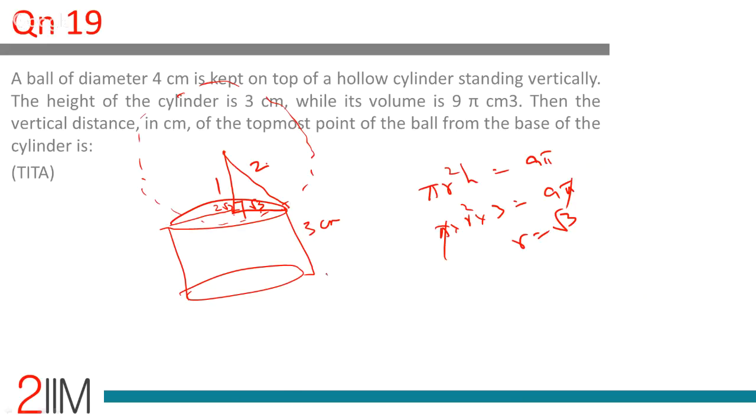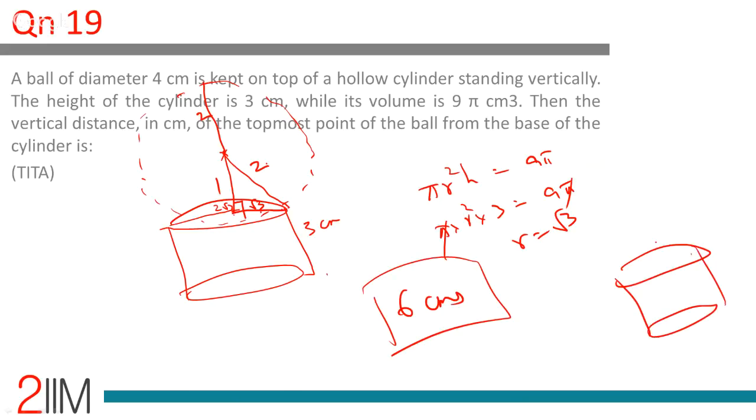The height of the cylinder is 3 centimeters. From there, one more unit, you get to the center of the ball, and then 2 more units to get to the top of the ball. Topmost point of the ball from the base of the cylinder is 3 plus 3, 6 centimeters. Wonderful question. Cylinder on top of which a ball is placed, but the ball is bigger. So some part of the ball will go in, but not entirely, not half of the ball. That's what we need to crack.